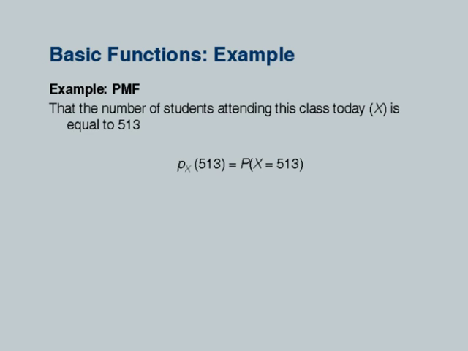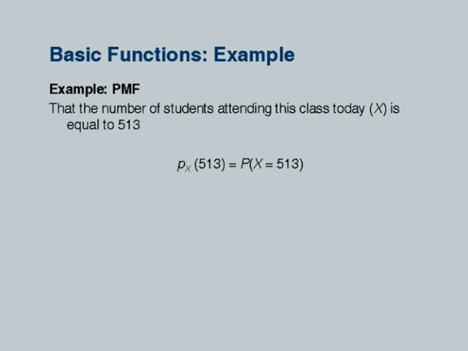Take the example of the number of students attending this class today. When we evaluate it at the value 513, that means that we are trying to find out the probability that the number of students is exactly 513. So, first of all, check, is it the case of a discrete random variable? Yes. Of course, it will be only positive whole numbers, etcetera.